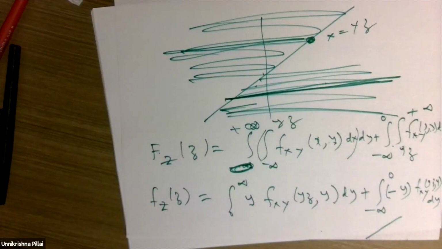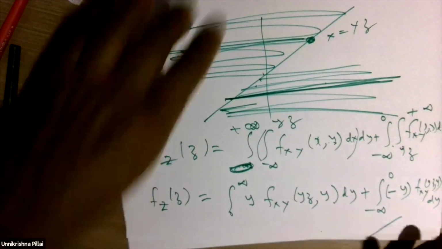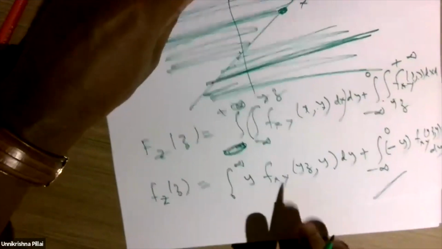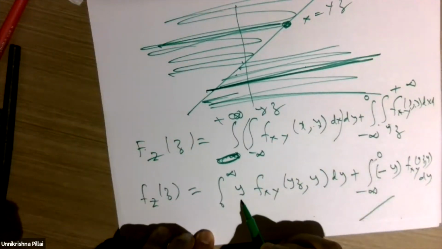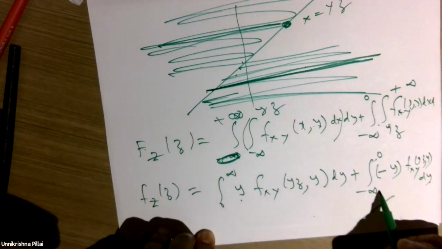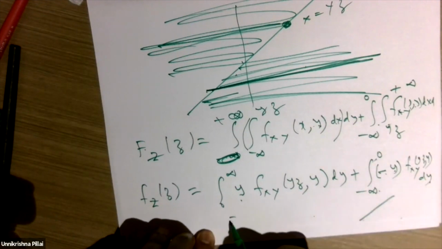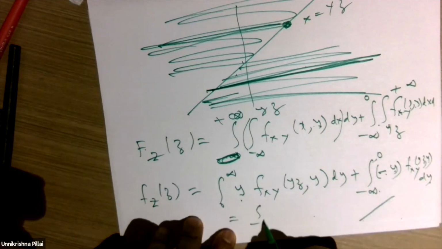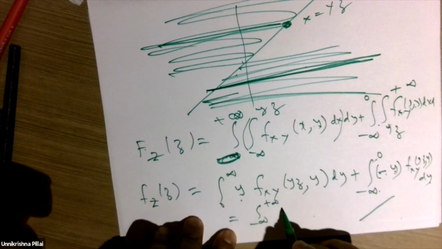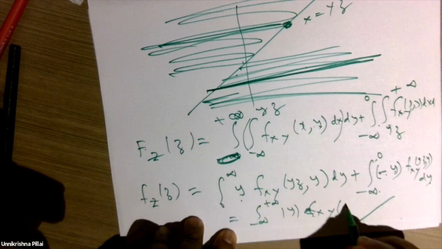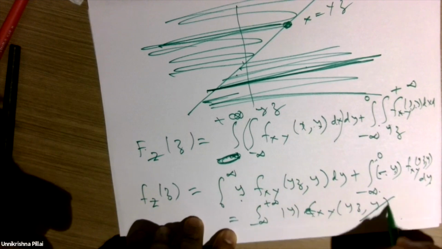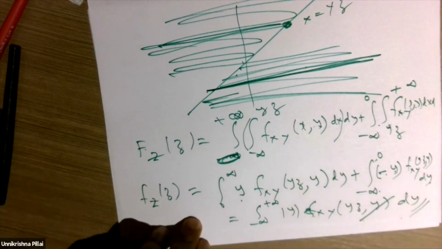Please go home and verify that. So I can combine these two if you want. Look here, in this region, y is positive. Here, when y is negative, minus y is positive. So if you want, I can write this as minus infinity to plus infinity, absolute value of y, fxy, yz, comma y, dy as the answer.